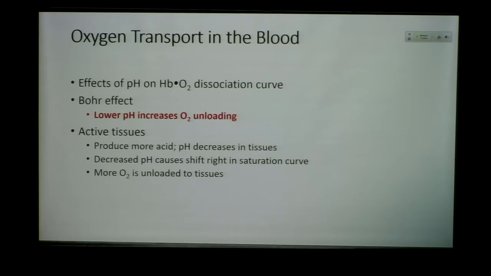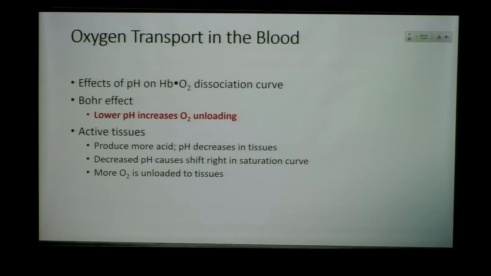So the second factor that influences the way that hemoglobin behaves is called the Bohr effect. So this is the influence of pH on the behavior of hemoglobin. And what we see is that when we have a lower pH and an increase in acid, we see that oxygen unloads more easily, okay?